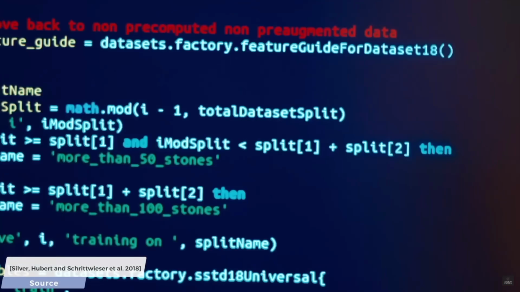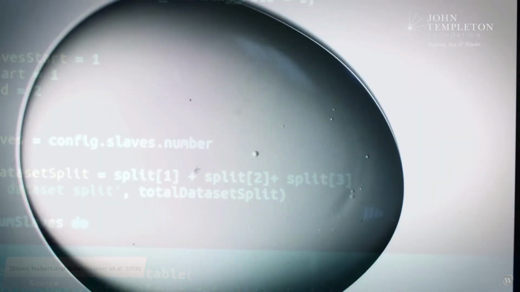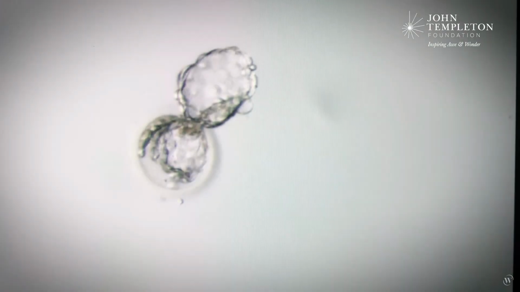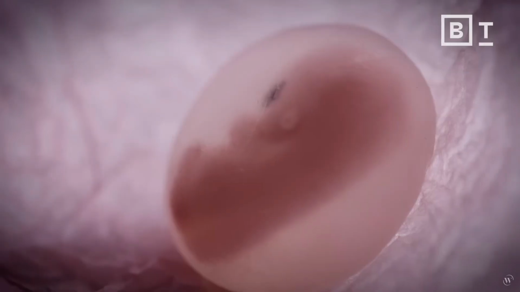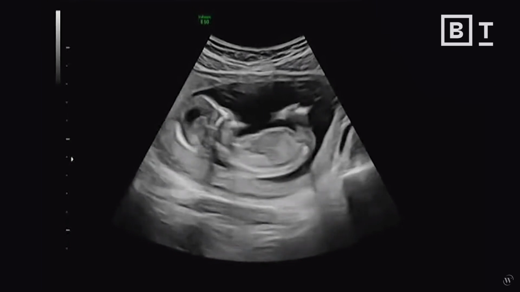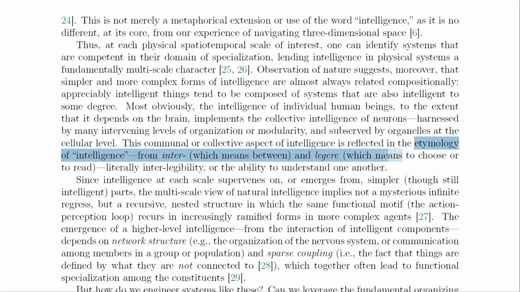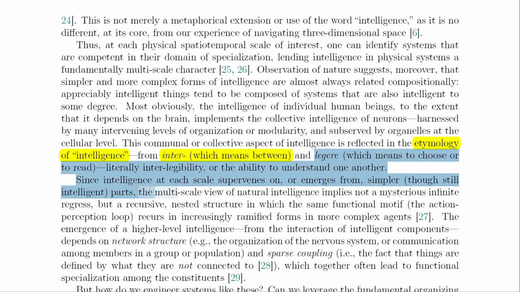Observations of nature suggest that simpler and more complex forms of intelligence are almost always related to compositionality. So appreciably intelligent things tend to be composed of systems that are also intelligent to some degree. This communal or collective aspect of intelligence is also reflected in the etymology of intelligence from the definitions. So they do pull out the definitions of intelligence. Intelligence has inter, which means in between, and then it has legere, which means to choose or to read. So literally interlegibility, or the ability to understand one another.